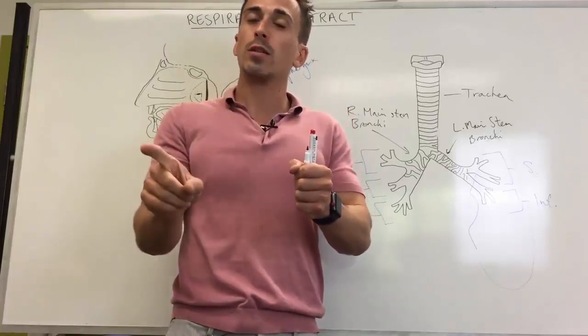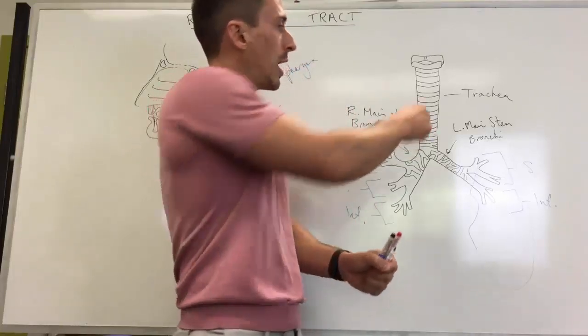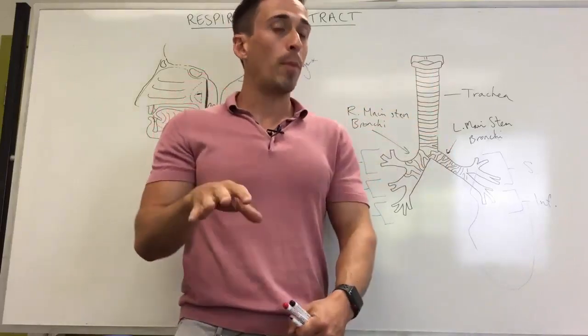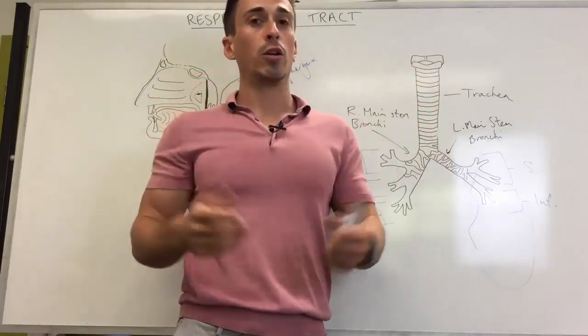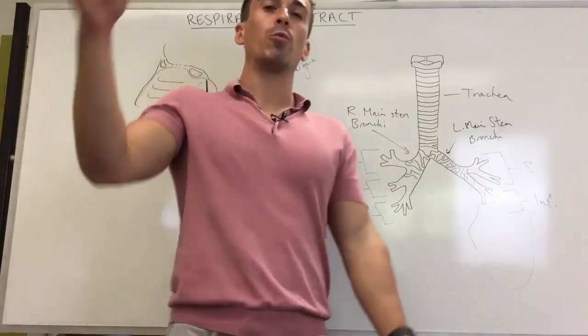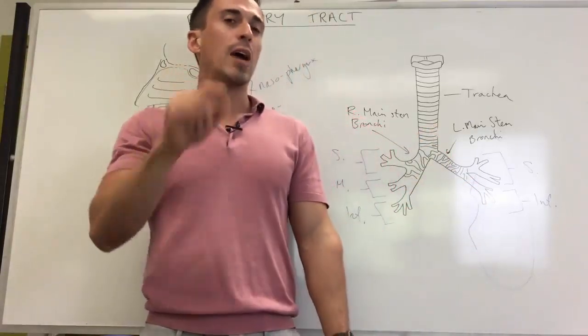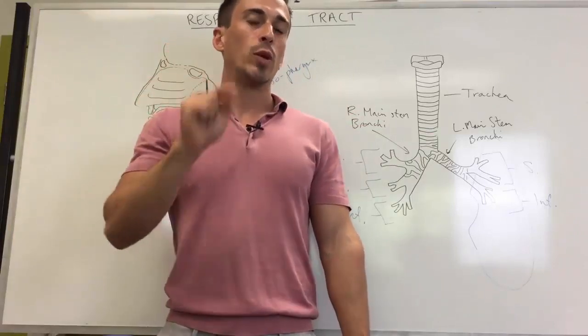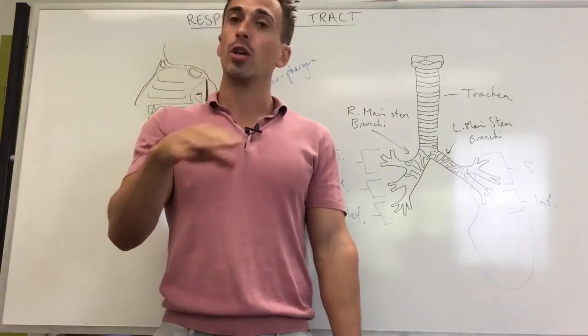So a lot of smooth muscle at the bronchioles, not much cartilage. Up at the trachea and bronchi, not much smooth muscle, a lot of cartilage. Okay. As we continue through, we also get reduced amounts of goblet cells and reduced amounts of cilia. Once we hit the bronchioles, no goblet cells, no cilia.